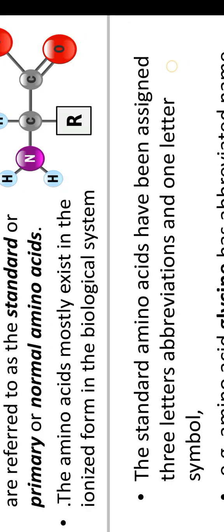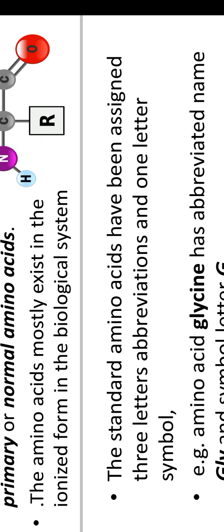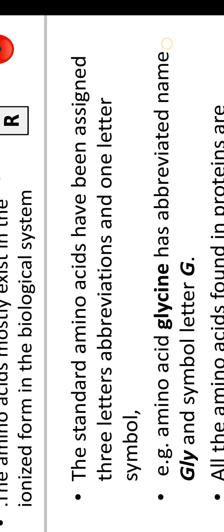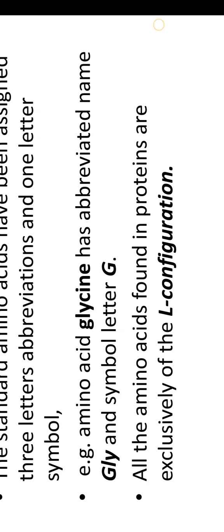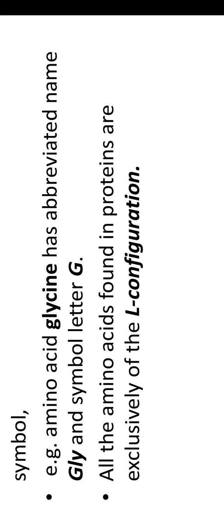For example, the amino acid glycine is abbreviated as Gly and the symbol is G. All the amino acids found in proteins are exclusively of the L configuration. That means the amino acid rotates optically, that is, it rotates in the levorotatory, so left direction. So it is called L amino acids.